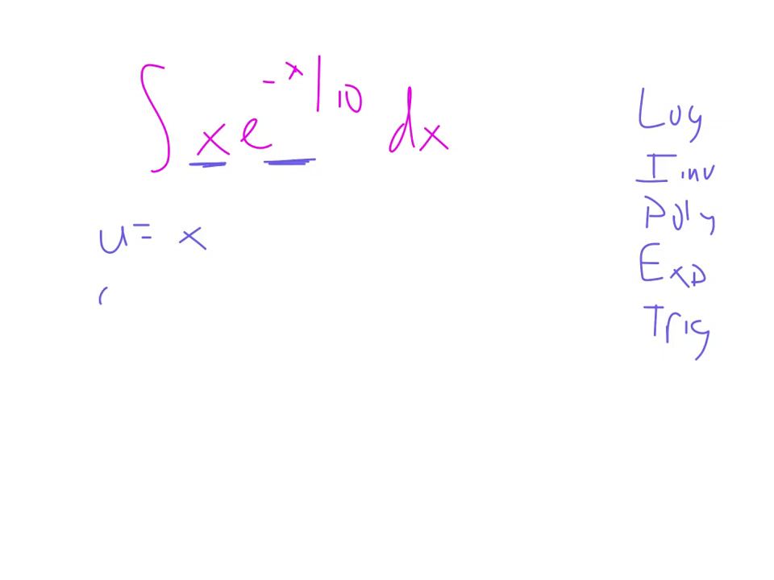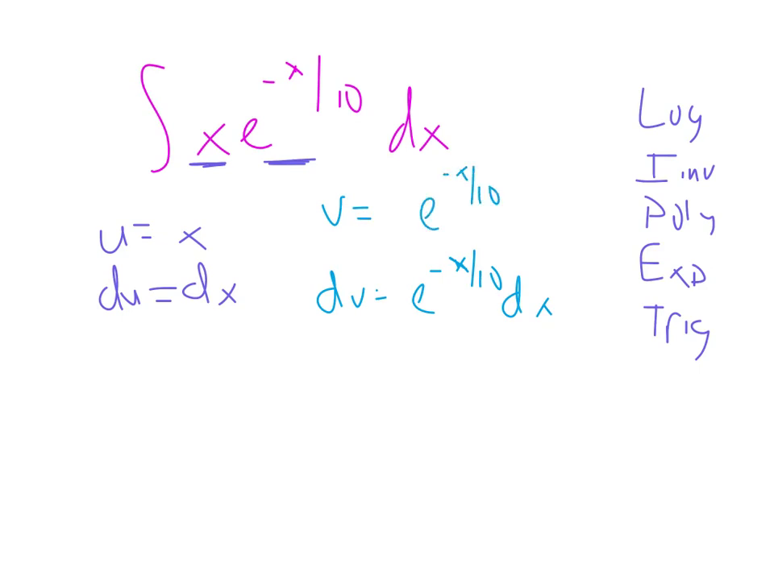So u is x, which means that du is dx. You could also write du/dx as 1, and then write du equals dx. On the other side, I'll have dv, that's e to the negative x over 10 dx. And I have to think a little bit to get to v here, because the derivative of e to the stuff is e to the stuff times the derivative of the stuff. Well, to go backwards, I need to multiply by negative 10, because the derivative of e to the negative x over 10 is e to the negative x over 10 times negative 1/10. So when I multiply by negative 10, that 10 will go away and become a 1, like it is right there.